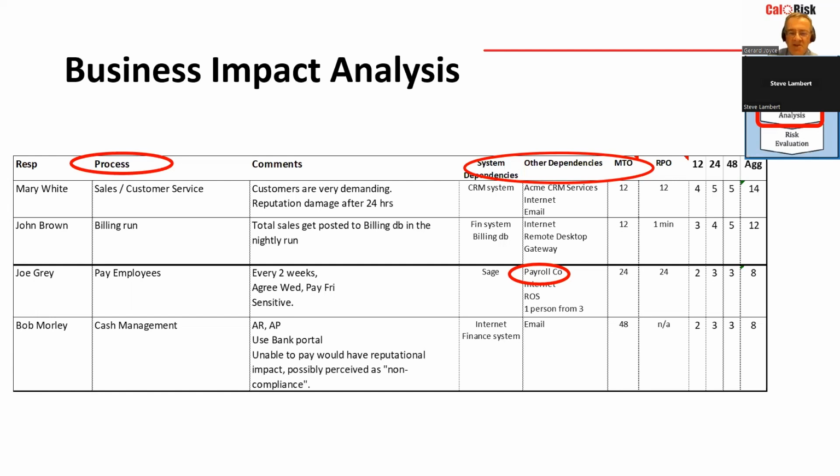I call it MTO. I think Steve calls it MTPD, maximum tolerable outage, or maximum tolerable period of disruption. This is a good measure. And this is the answer to the question is, how long can you afford not to be delivering this service in elapsed hours, maybe, or in business hours, but be clear which it is.